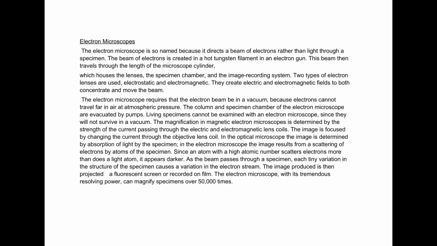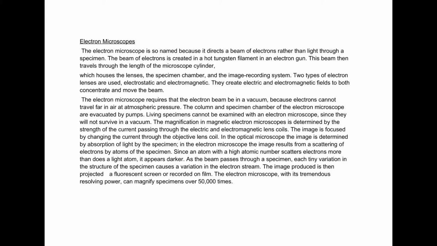The electron microscope requires that the electron beam be in a vacuum, because electrons cannot travel far in air at atmospheric pressure. The column and specimen chamber of the electron microscope are evacuated by pumps. Living specimens cannot be examined with an electron microscope, since they will not survive in a vacuum.